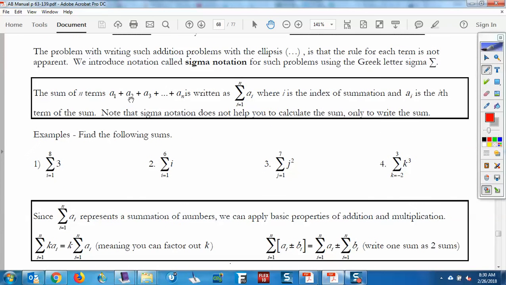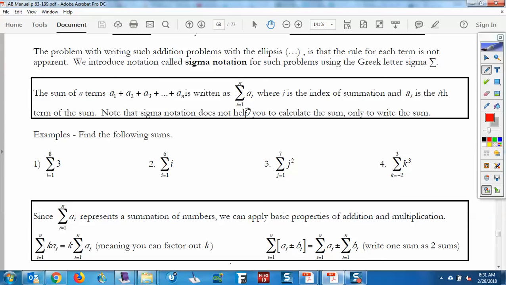Sigma notation means the sum of n terms: a1, a2, a3, dot, dot, dot, an. The letters traditionally used in the sigma are i, j, and k. So i equals 1 to n. The number up here is how many terms you have if you start at 1.